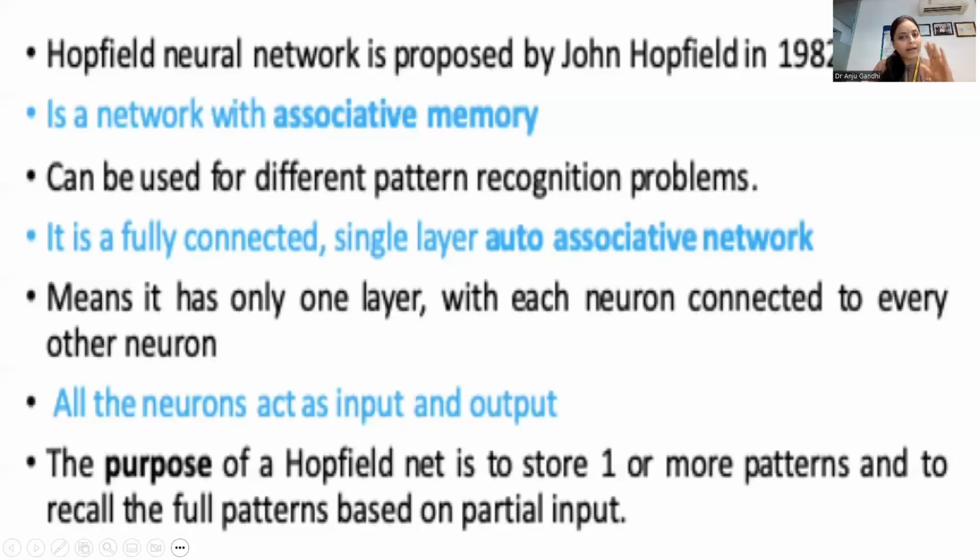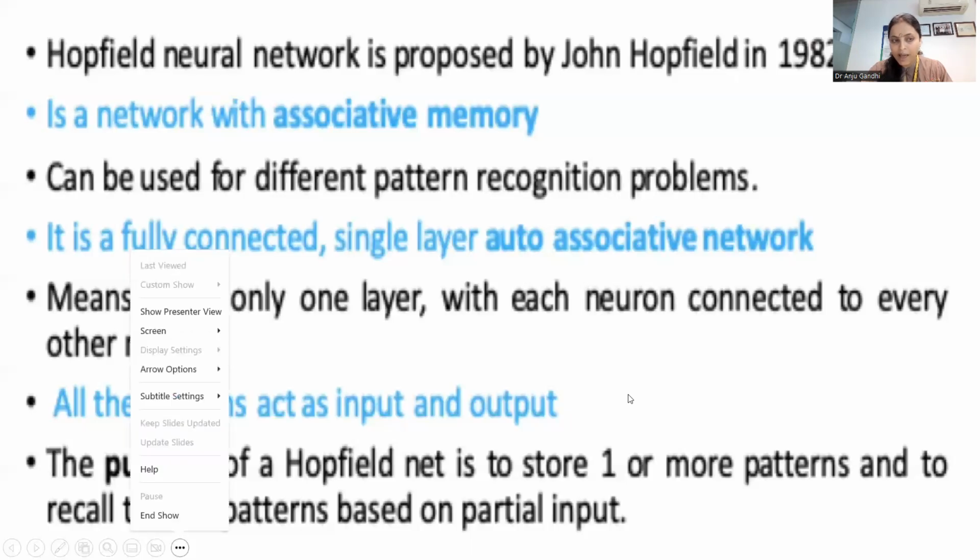Now, we have one layer. Every layer has some neurons which are connected with the other neurons. All the neurons act as both input and output. This we also know, right? We have a layer, other layers, and neurons in all the layers, and they are connected with each other. Now, the purpose of the Hopfield net is to store one or more patterns and to recall the full pattern based on partial input, right? Whenever we are able to recognize a particular pattern, we put the value 1 over there, meaning we have identified the pattern. We will discuss that in later examples. So these are the basic things of the Hopfield network.